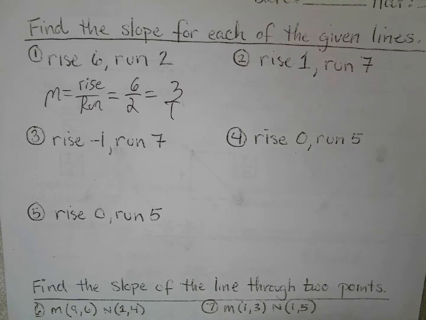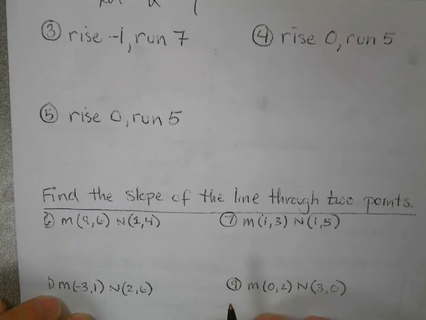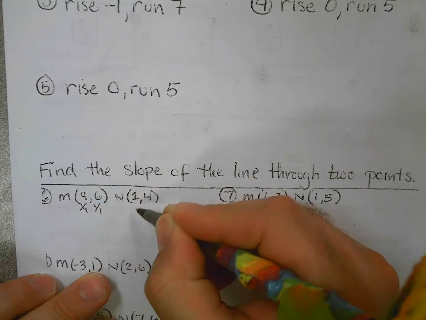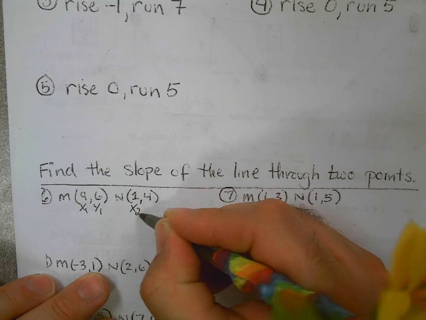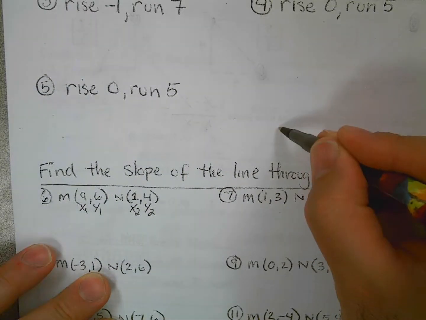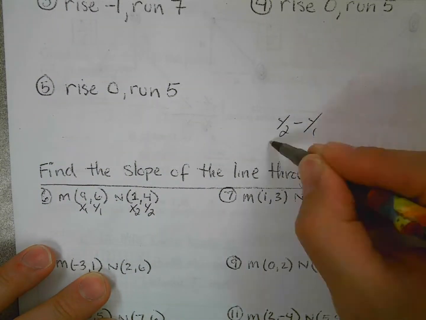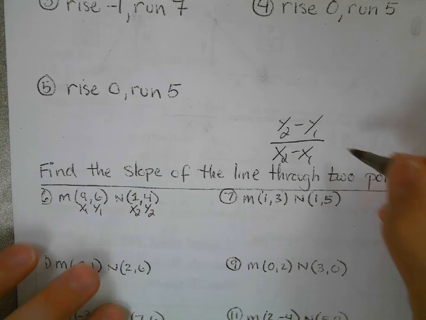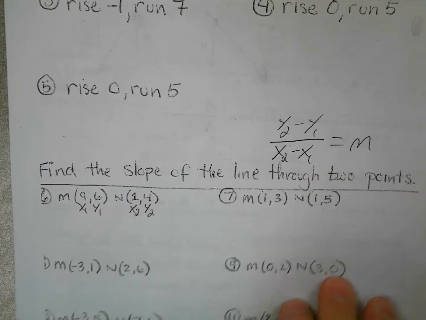And then at the bottom, you're going to label your x1, y1 for the first point, x2, y2 for the second point, and then you're going to want to plug it into this formula, y2 minus y1, changes of the y's over the changes in the x, right? And that'll help you find your slope, your m.